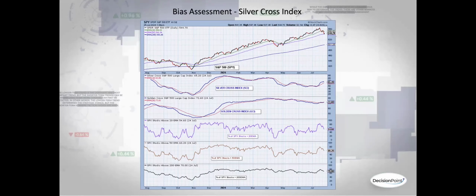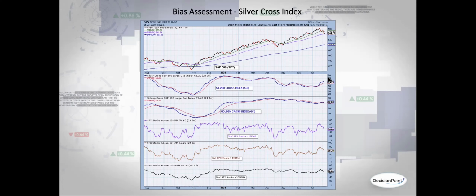Here is a look at the silver cross and golden cross index. First of all, I will draw your attention to the bottom 3 windows. This is where we look at the percent of stocks above their 20-day EMA, the percent of stocks above their 50, and the percent of stocks above their 200-day EMA. This is a chart as of yesterday, so I'm giving you upfront information.